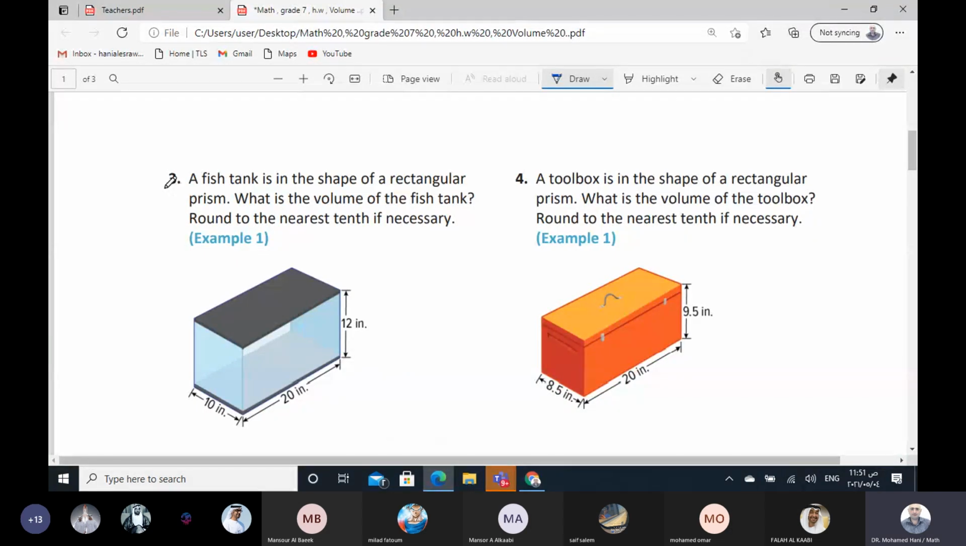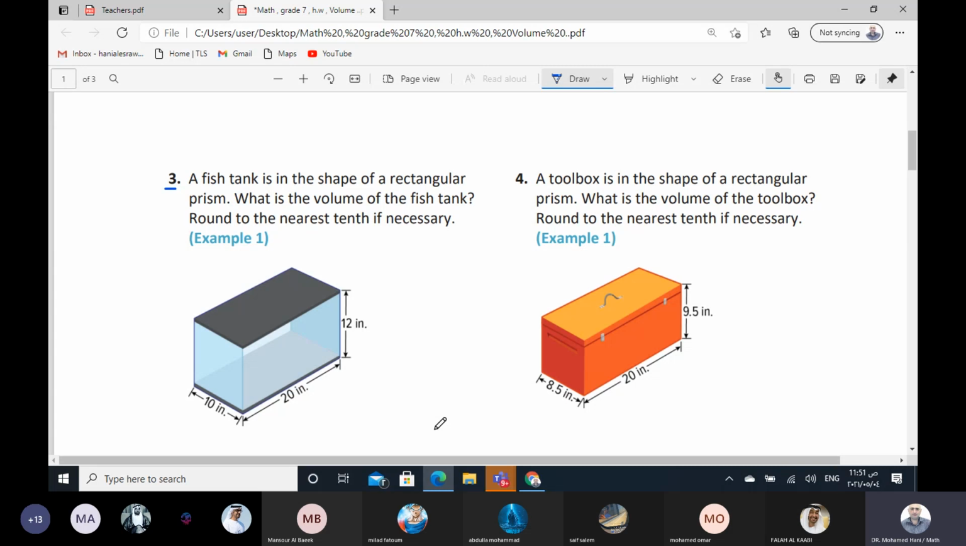Okay, who can read exercise number 3? Me, Mister. Abdullah Jabiri, yes, start. A fish tank is in the shape of a rectangular prism. What is the volume of the fish tank? Round to the nearest tenth if it's necessary. Thank you. What is the type of this prism? Rectangular prism. Great.